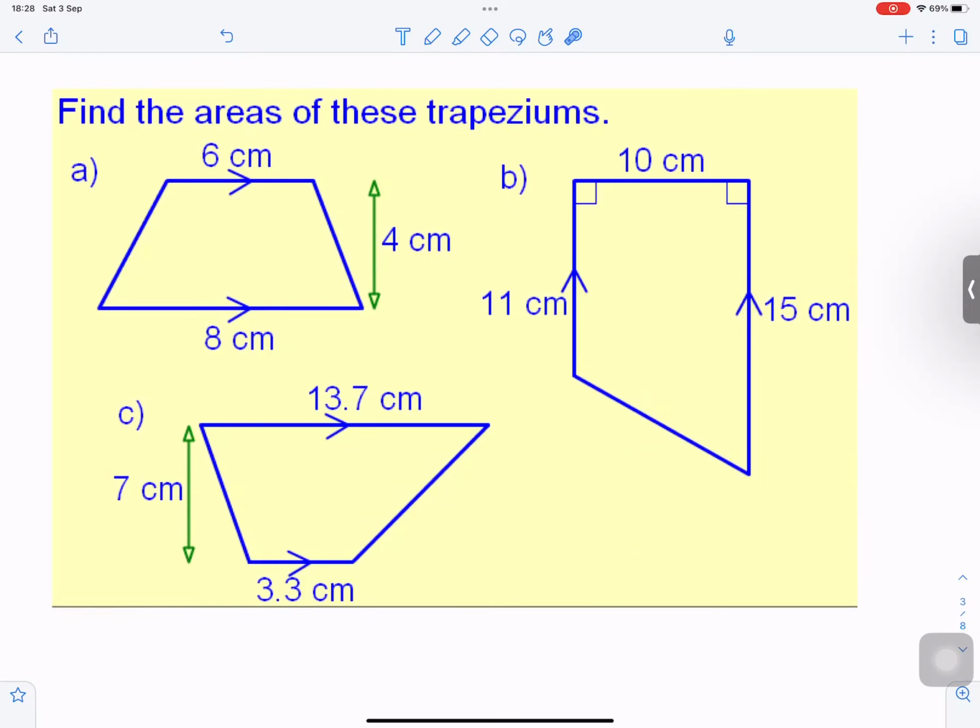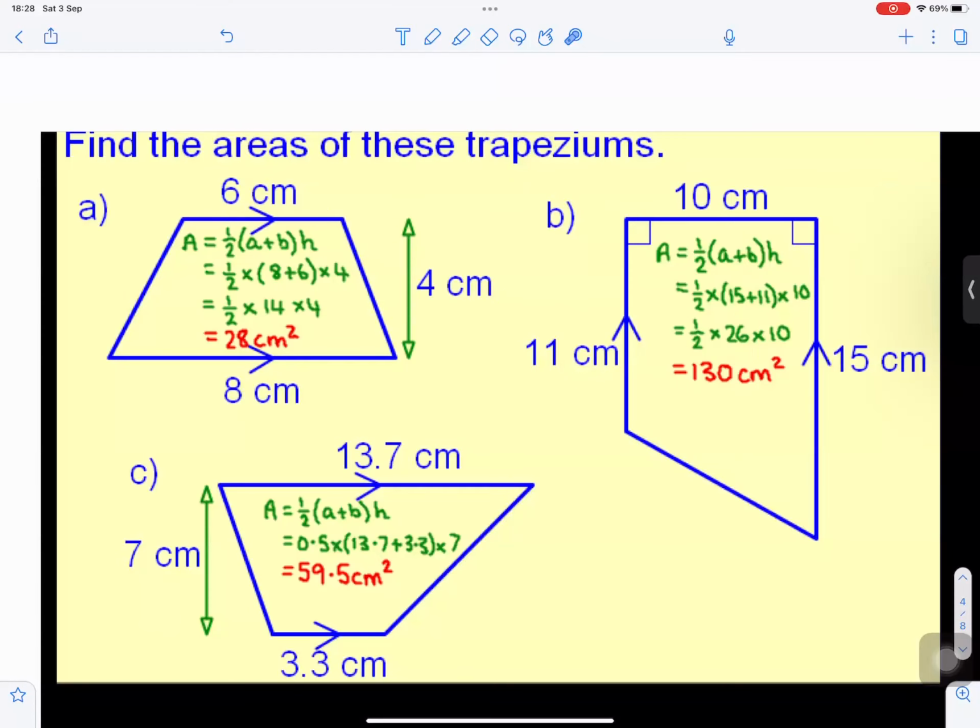Press pause and have a go at these 3 questions, A, B, and C. Remember, H is the distance between the 2 parallel sides. The parallel sides have an arrow on them. When you substitute in the formula and work out the answers, here are the answers. First one is 28 centimeters squared, 130 centimeters squared for B, and for C it is 59.5 centimeters squared.